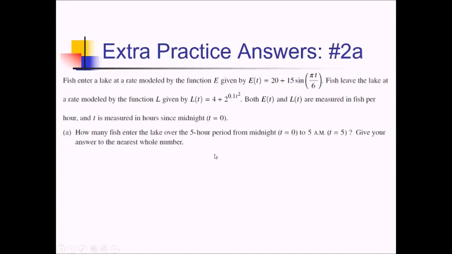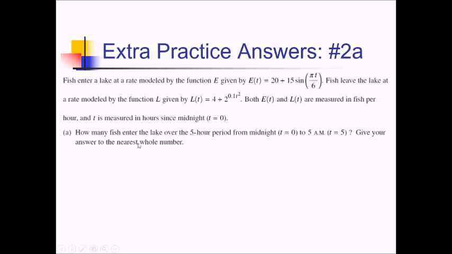For this free response problem, calculator-based, we have fish entering a lake modeled by this E function right here. And fish, of course, are leaving the lake at a rate modeled by the L function over here. And these are both measured in fish per hour, and t is hours since midnight.